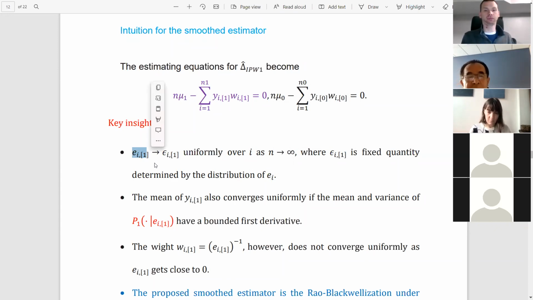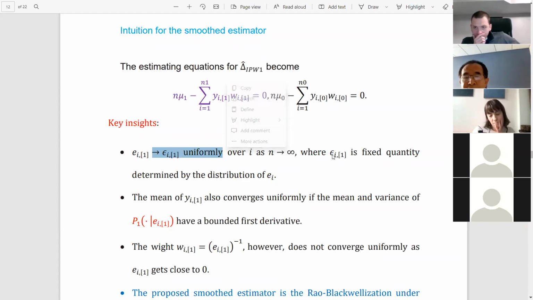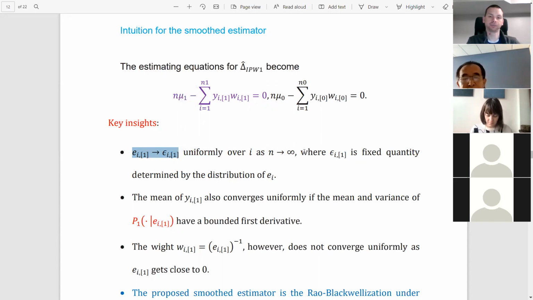If you look at all these order statistics, they will converge to fixed quantities uniformly. And this fixed quantity is determined by the distribution of the propensity score, F_e, which is just the distribution of all these propensity scores in the population. So it's determined by that, and it's not random. That's the key insight. Now we know the order statistics of the propensity score will converge uniformly.